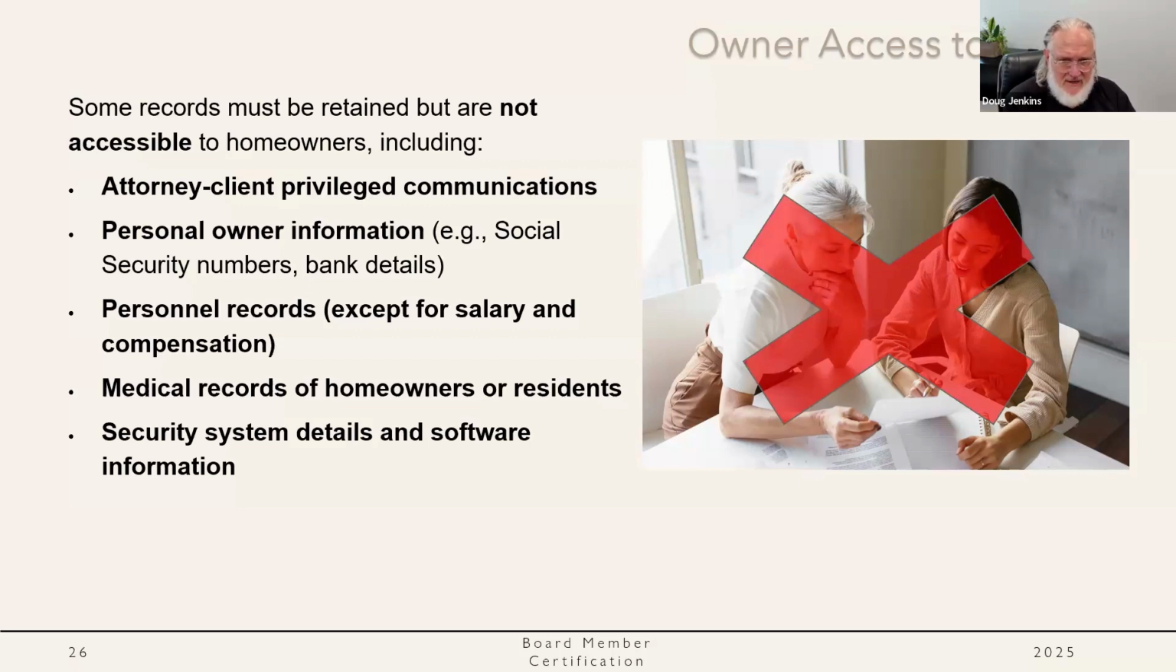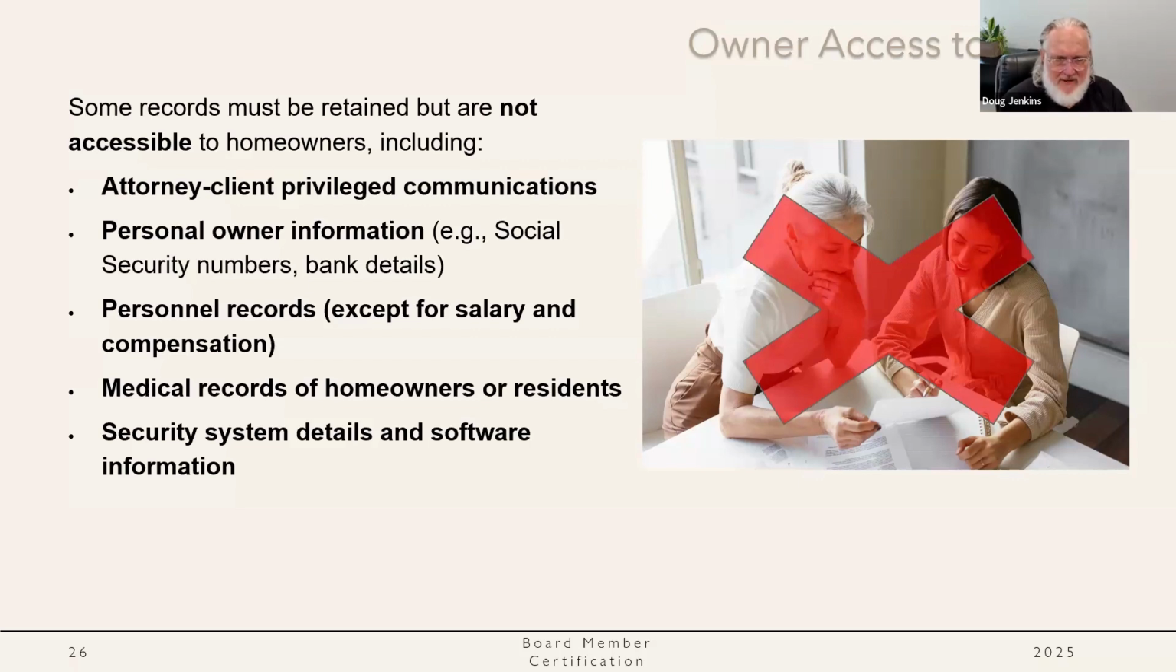Personnel records are not available, except for the extent of their salary and compensation. If they have an employment contract, that's also available for inspection. But if you have disciplined an employee or have personnel records of any sort, those are not available to owners on a records request.